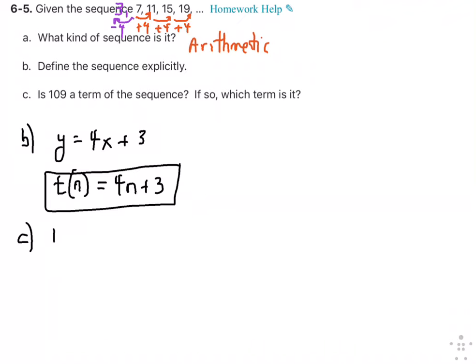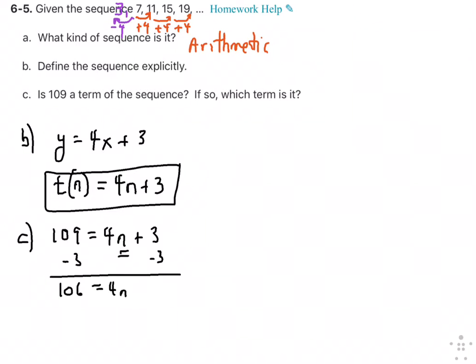So what we have to do is we have to see if this comes out to a nice integer value for n, right? So we subtract 3 from both sides, and we get 106 equals 4n, right? And then we divide both sides by 4. So you have to be able to divide 4 into 106, and if you can't do that in your head, you come over here, right?